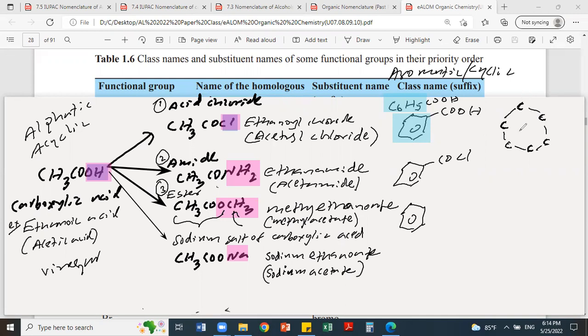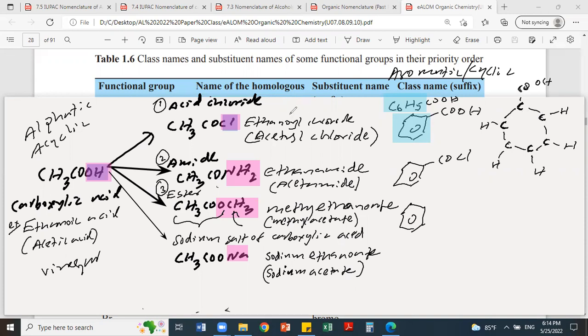So then you can have C6. Then you get here H5. And here you get the COOH group.